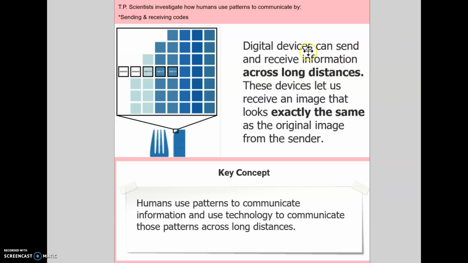So digital devices can send and receive information across long distances, and these devices let us receive an image that looks exactly the same as the original image from the sender. So the big thing I want you to take away from today's lesson is that humans use patterns to communicate information, and they use technology to communicate those patterns across long distances.